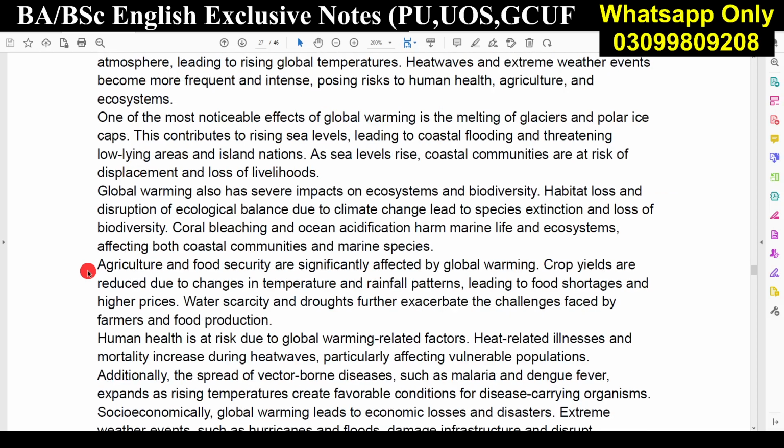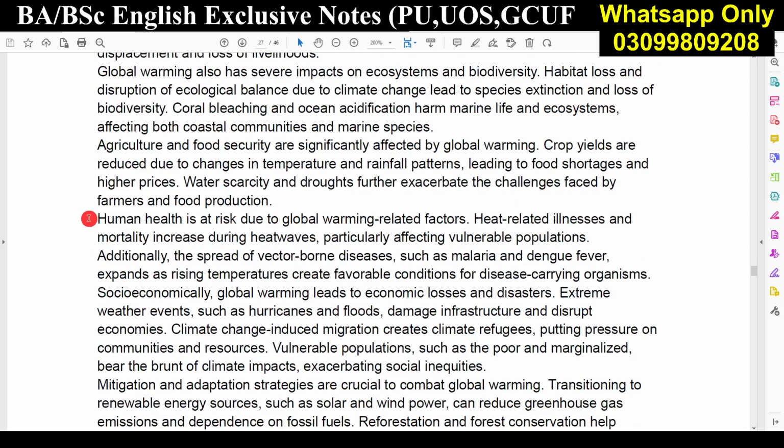Agriculture and food security are significantly affected by global warming. Crop yields are reduced due to changes in temperature and rainfall patterns, leading to food shortages and higher prices. Water scarcity and droughts further exacerbate the challenges faced by farmers and food production.